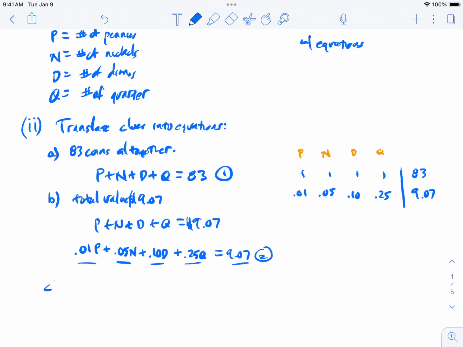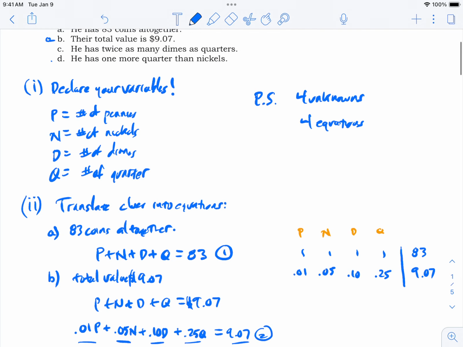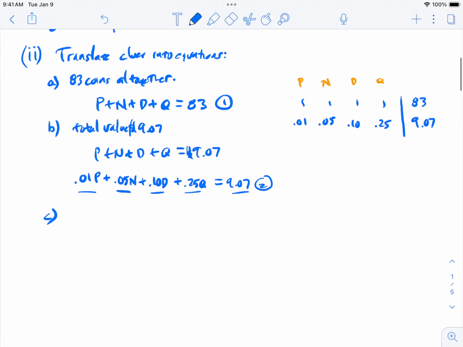Well, they gave us another clue. Let's go get it. What did it say? This one says, twice as many dimes as quarters. Okay. Twice as many dimes as quarters. Put that in quotes, that's the clue. There are twice as many dimes as quarters.